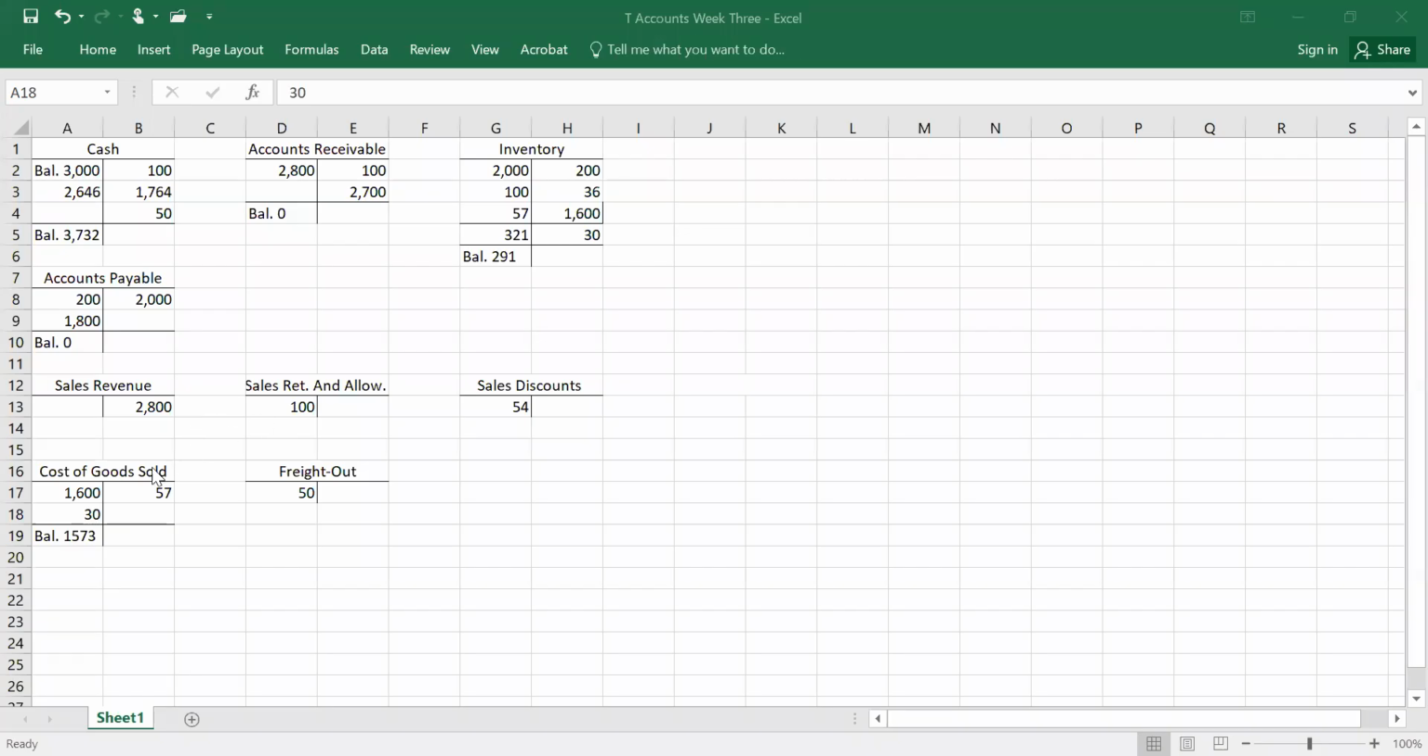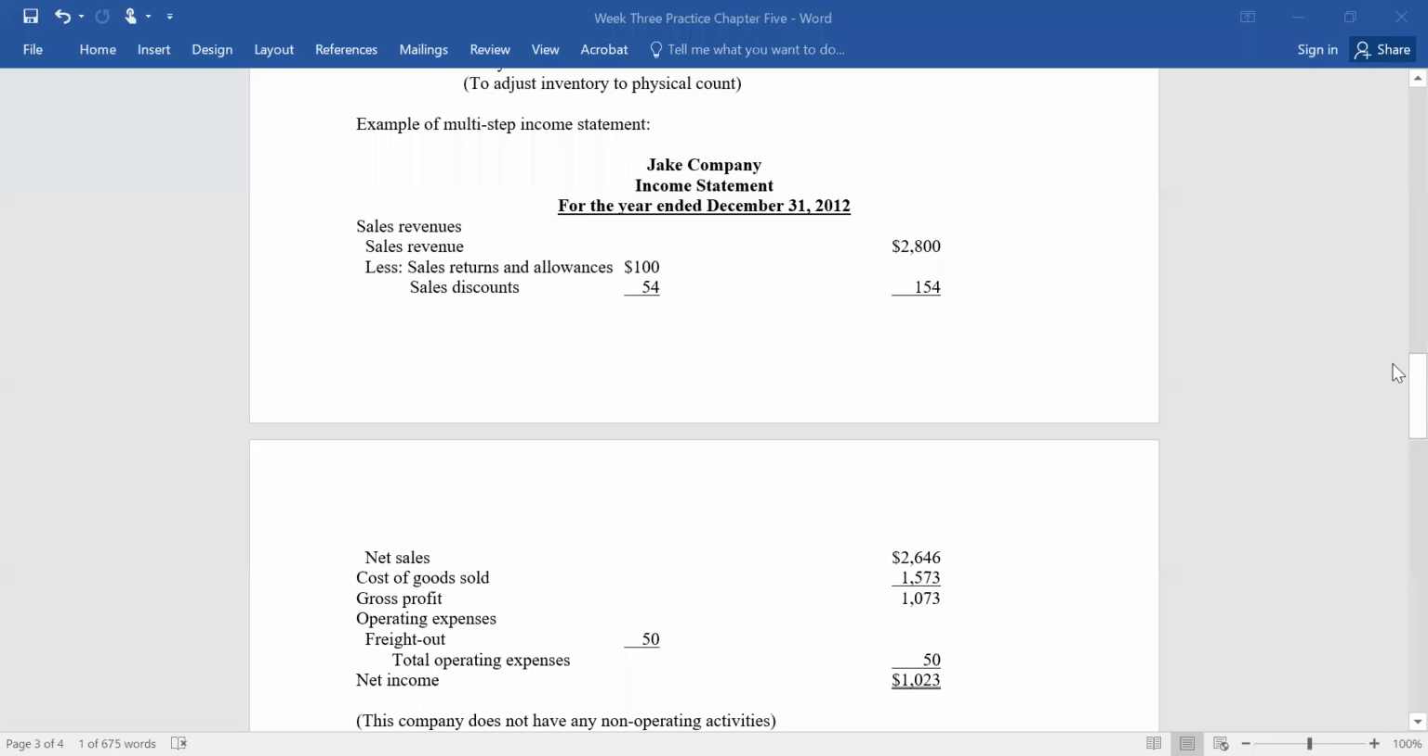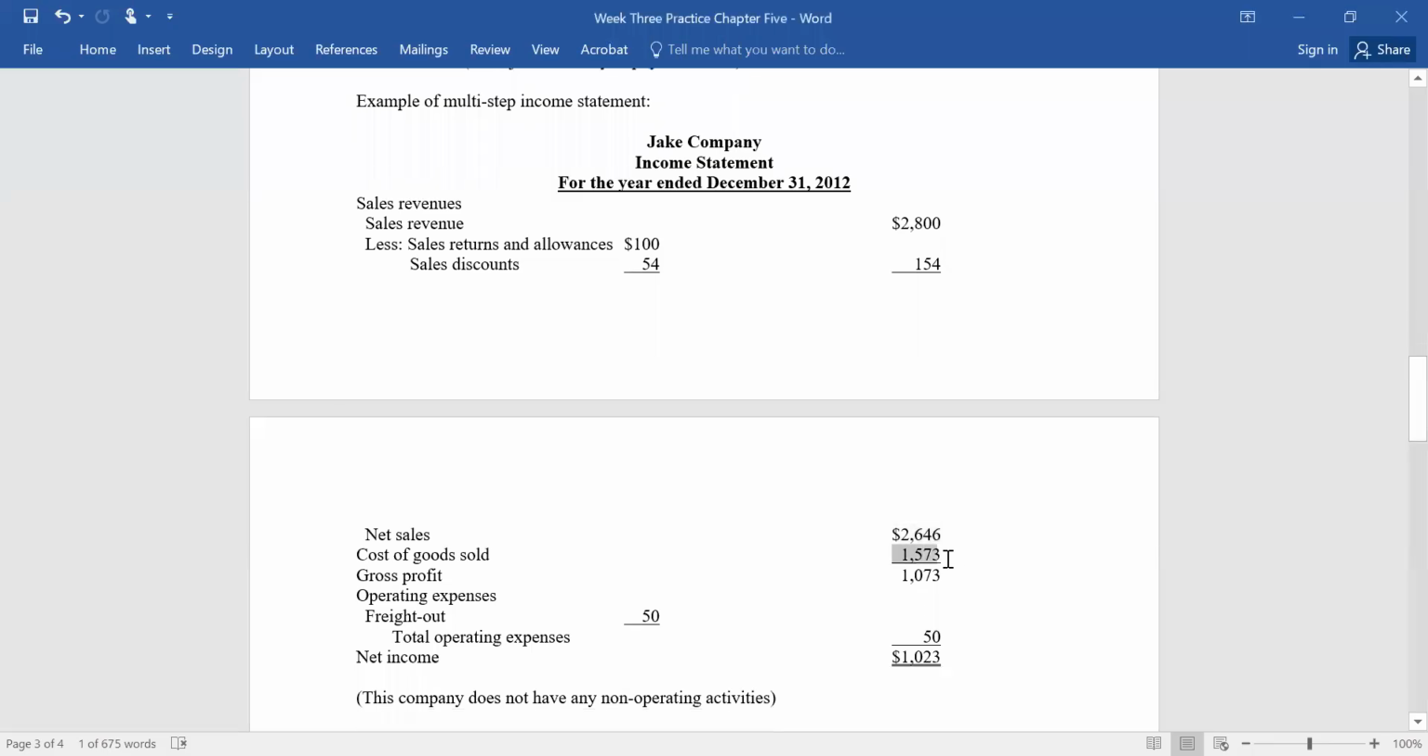But if you look at that cost of goods sold account, remember at one time it was 1,600. That was reduced by 57. We had to increase it by 30 when we looked at the inventory, and it was worth 291. So the balance is $1,573. So let me stop my share. Hopefully these numbers are all correct. I made this all up, so let's hope I didn't make any mistakes. But that's right there, my cost of goods sold, 1,573.